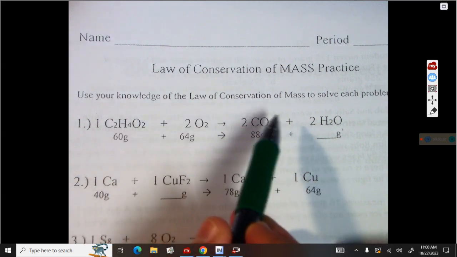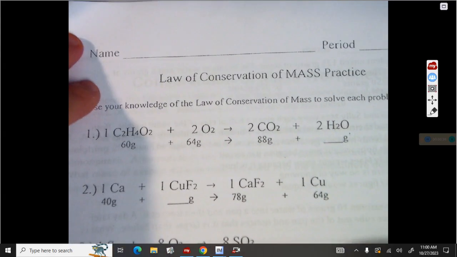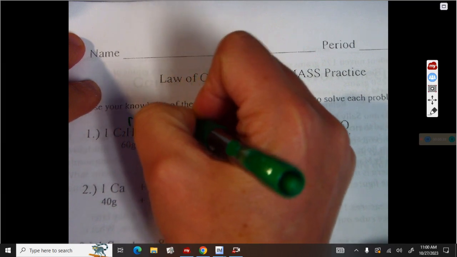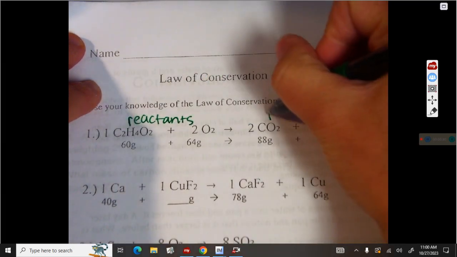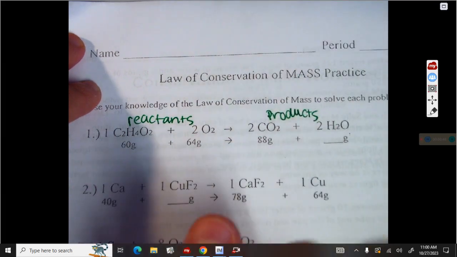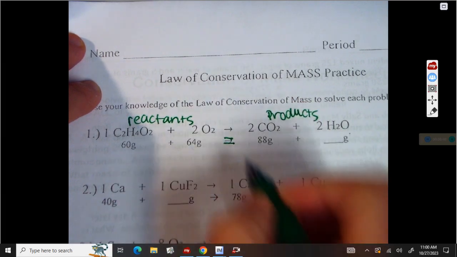So the equations here should be balanced. There are a few that are incorrect, but they should be balanced. What we need to see is that the left are the reactants and the right are the products. The products and the reactants must be equal. So you can look at this arrow as an equal sign.